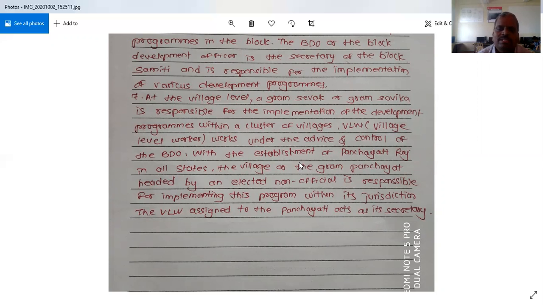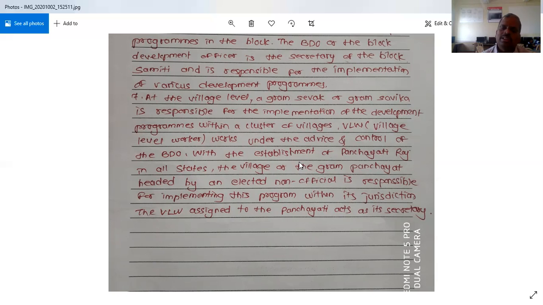The village Gram Panchayat, headed by the elected non-official, is responsible for implementing this program within its jurisdiction. The village worker or the village level worker assigned to the Panchayat acts as its secretary. So whole and soul, the elected non-official person is responsible for implementation of all the projects as well as the policies given by the central as well as the state government.